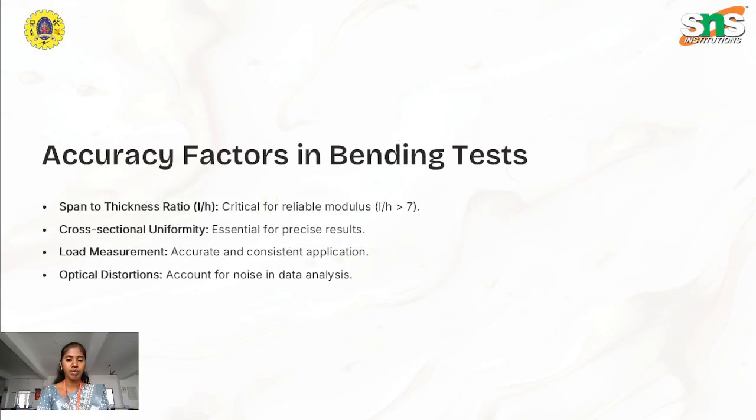Accuracy factors in the bending test: the span to thickness ratio is critical for a reliable modulus, with l by h greater than 7. The cross-sectional uniformity is essential for precise results. Then load measurement: accurate and consistent application of load is also a very useful factor. Optical distortion should be accounted for as noise in the data analysis. These are the accuracy factors in the bending test.